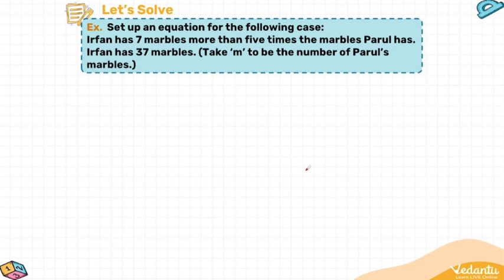Okay, so let's do one question here. Set up an equation for the following case. Irfan has 7 marbles more than 5 times the marbles Parul has. Irfan has 37 marbles in total. It says take M to be the number of Parul's marbles. So we have to set up an equation. Try it. Pause the video and try it.